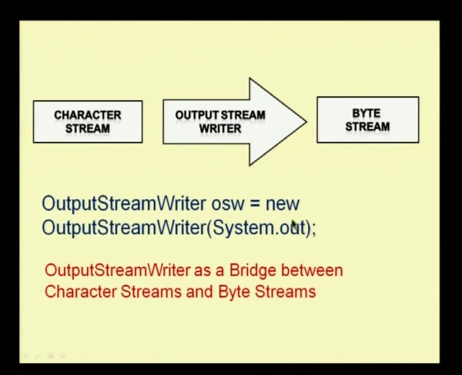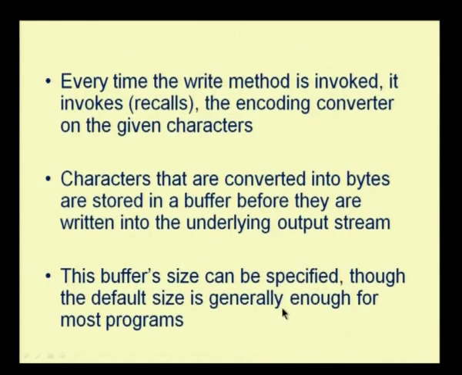Here I have System.out. System.out is nothing but our console. Now your System.out needs the data in the form of bytes, whereas the input to OutputStreamWriter will be in terms of characters. So the OutputStreamWriter input, that is your character stream, is converted into the byte stream and then it gets printed in System.out. So this acts as a bridge between the character stream and the byte stream.